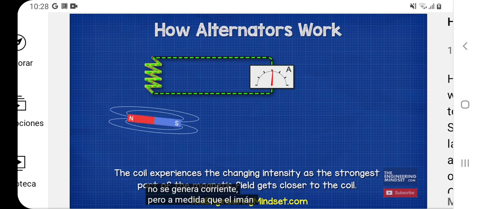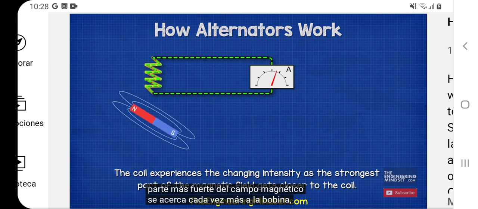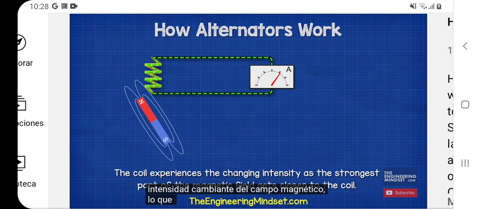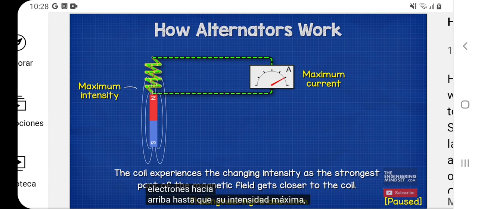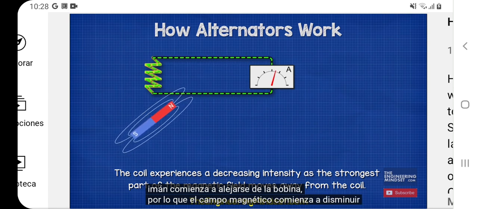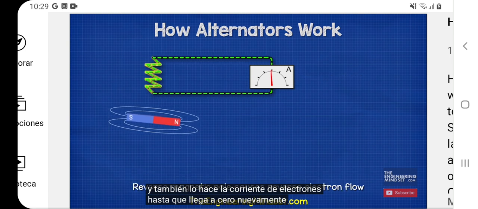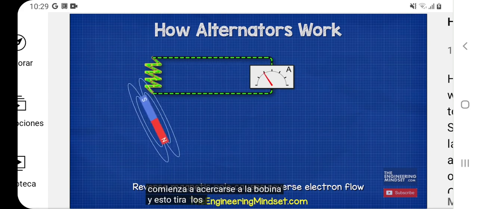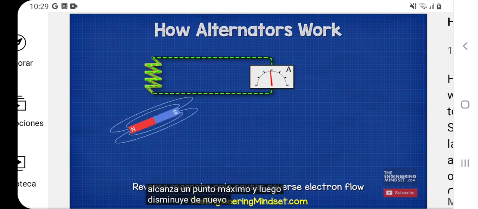But as the magnet starts to rotate, the strongest part of the magnetic field gets closer and closer to the coil. The coil experiences a changing intensity of the magnetic field. This will cause more and more electrons to be pushed forwards up until its maximum intensity. Then the magnet starts to move away from the coil, so the magnetic field begins to decrease, and so does the current of electrons until it reaches zero again. And now the opposite end of the magnet begins to get closer to the coil, and this pulls electrons in the opposite direction. This again reaches a maximum point and then decreases back to zero.